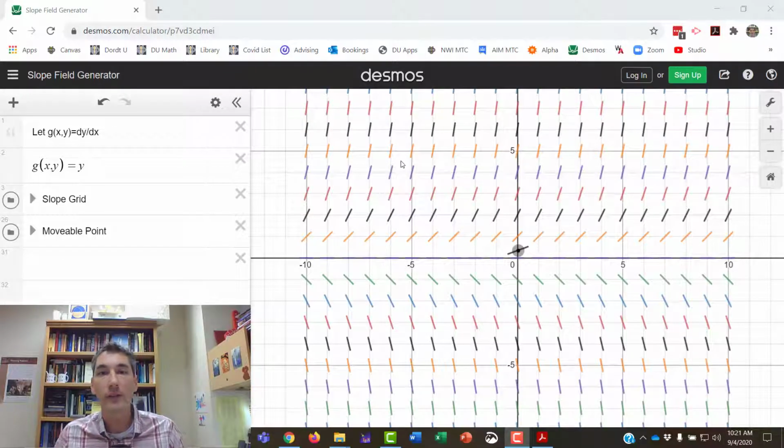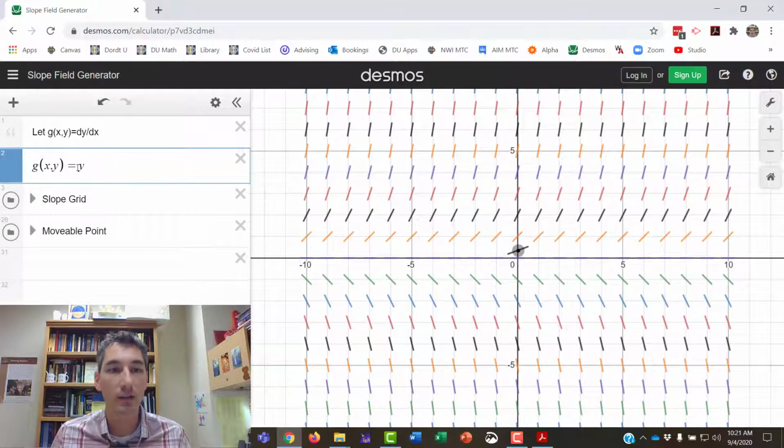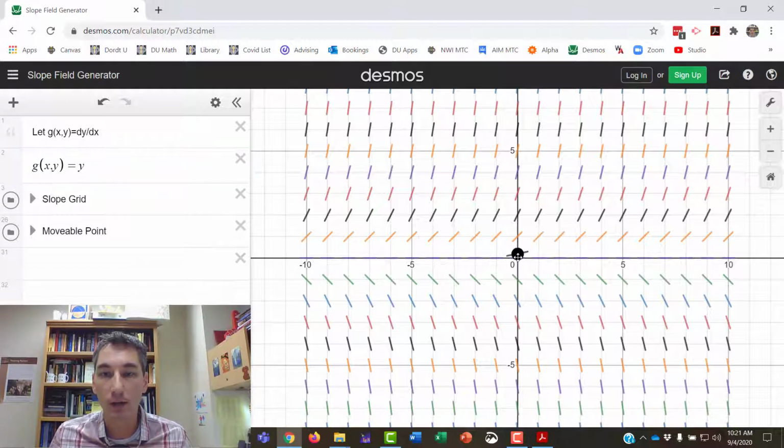Okay, so this is the Desmos slope field generator. What you do is you put the right-hand side function here. In this case, we had dy/dt equals y. And what that means is the slope of every line should equal the y-coordinate. So here, when the y-coordinate is 0, you can see the slope is 0. As the y-coordinate increases, you can see the slope increasing.